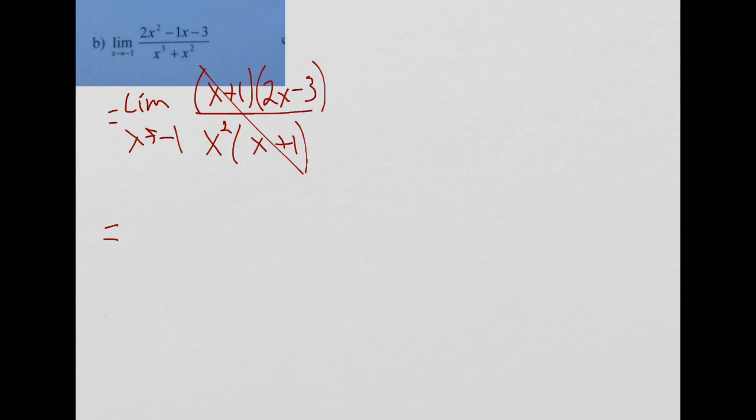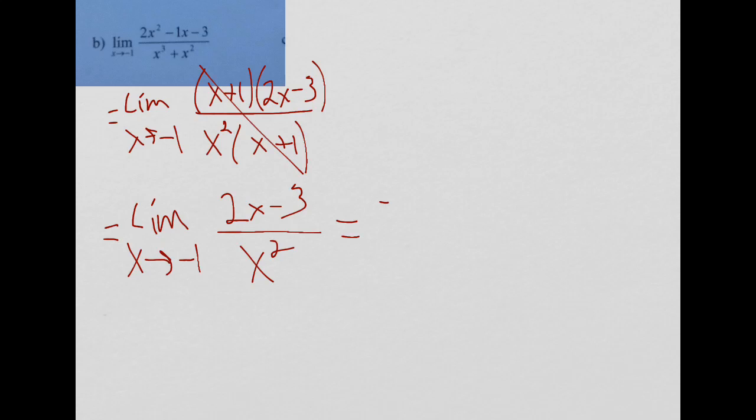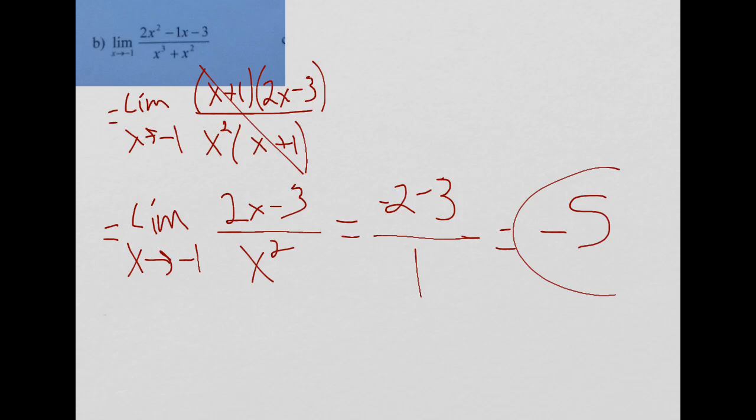So this is equal to the limit as x approaches negative 1 of 2x minus 3 over x squared. All I have to do now is simply plug in my negative 1. I no longer have a problem like I did in the denominator here. So I get 2 times negative 1, which is negative 2, minus 3, over 1. Negative 1 squared is 1. So that gives me an answer of negative 5. Boom. Actually, super easy. Should be.